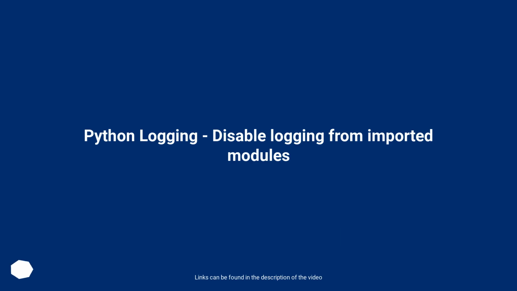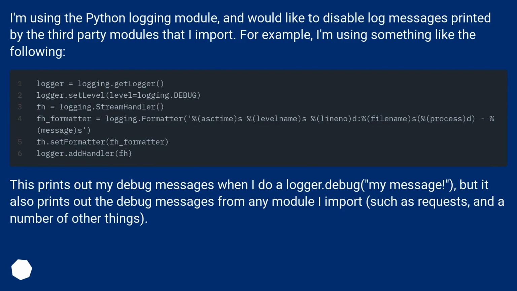Python logging, disable logging from imported modules. I'm using the Python logging module and would like to disable log messages printed by the third-party modules that I import. For example, I'm using something like the following.